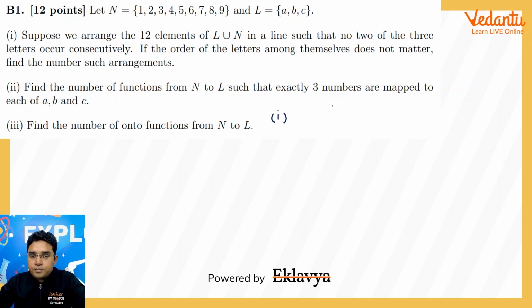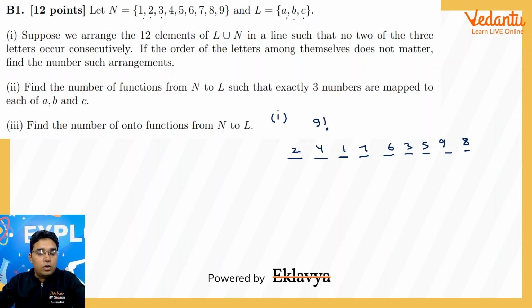Number one, because we want no two letters to be consecutive, I will first arrange these single digits 1, 2, 3 up to 9, and that arrangement will be done in 9 factorial ways. In 9 factorial, I am just arranging 1, 2, 3, 4, 5, 6, 7, 8, 9 at these 9 places, in 9 factorial ways.